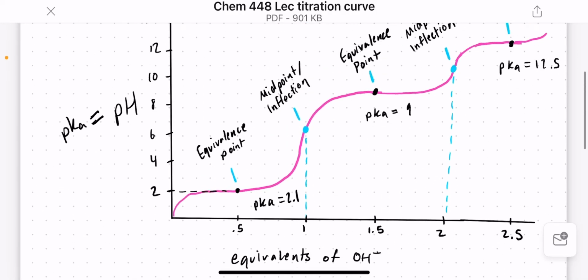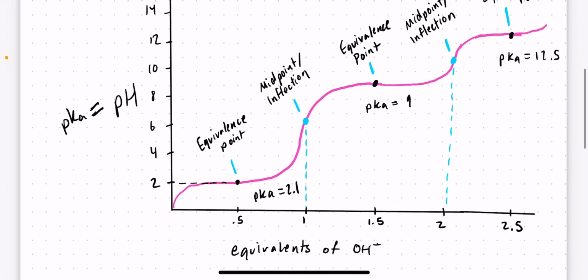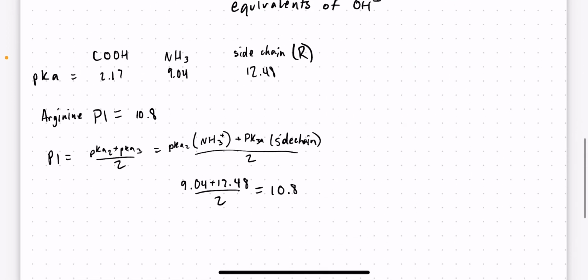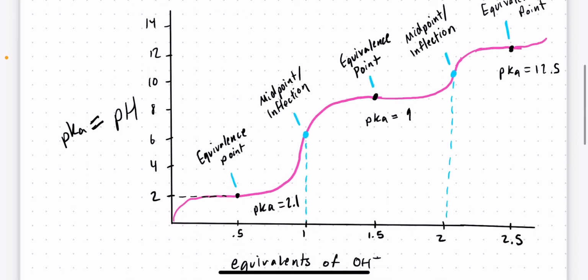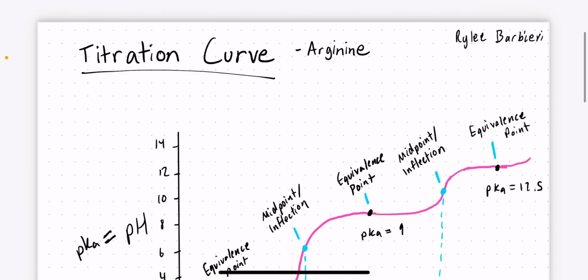If we go back to our curve, we can see the pH at where there is no net electrical charge, the 10.8, is going to be just right around where the midpoint is. So that's it for the titration curve for arginine.